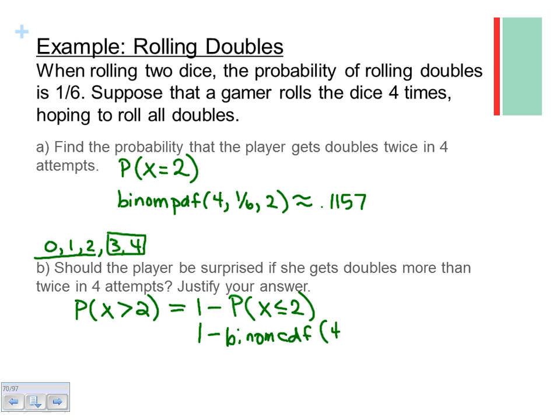So I have 4 attempts, the probability of success is 1/6, and I want 2 or less. So that is approximately 0.0162. Make sure you can get that. So yeah, I'd be a little surprised because that's not a very high probability, less than 2% of a chance.